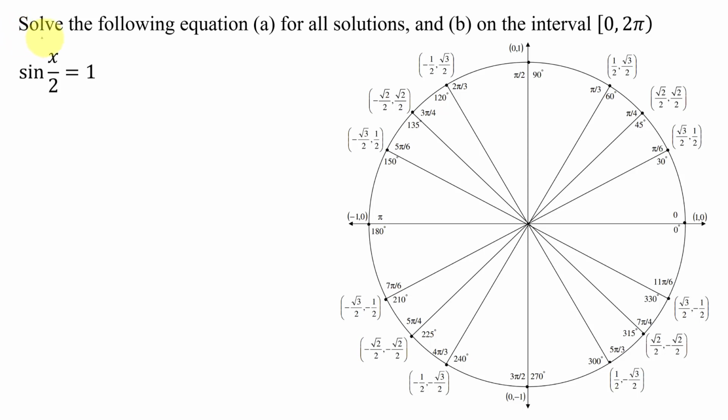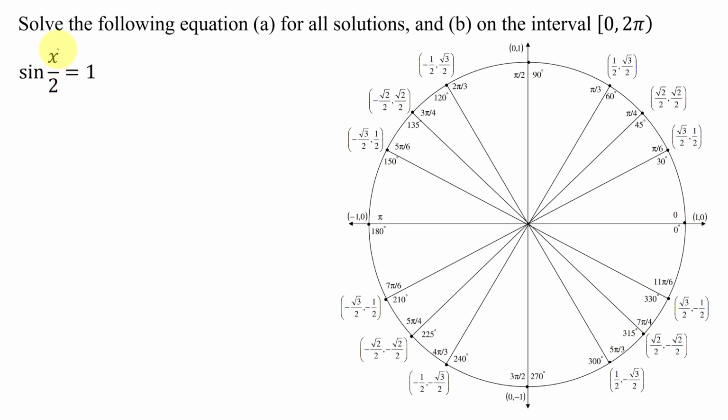In this example, I need to solve the following equation, A for all solutions and B on the interval 0 to 2 pi. The equation is the sine of x over 2 equals 1. Well, what type of equation is this? It's a trigonometric equation. There's only one trig function, the sine function, and it's raised to the first power, so this is a linear trigonometric equation. But be careful, the argument of the sine function is not x, but x over 2.